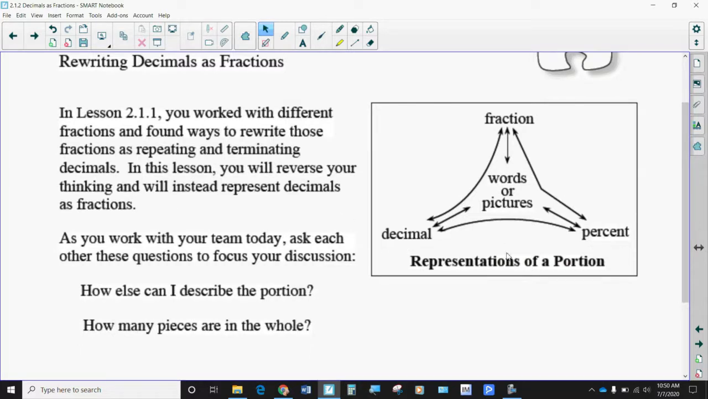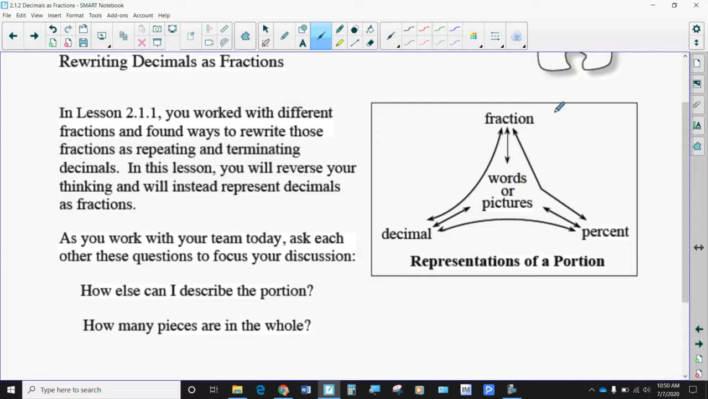So remember, this is the representations portion. It's like a portions web where it's basically showing that you can rewrite any fraction as a decimal or percent. And of course, since you can say the name of the fraction, you're using words. So words and pictures can also describe those fractions.